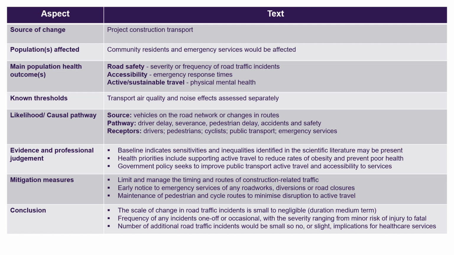So what are the mitigation measures then? In this particular example, measures have been put in place that will limit and manage the timing and routes of the construction traffic. So that may be, for example, during the school run in the morning between 8:30 and 9:30, that no construction traffic is allowed on site at those times, or it's reduced to a particular zone. Early notice to emergency services of any roadworks, diversions or closures, so ensuring that emergency services are aware of the changes that are taking place and any diversions that might be required or how it might impact on them accessing this community in the event of an emergency.